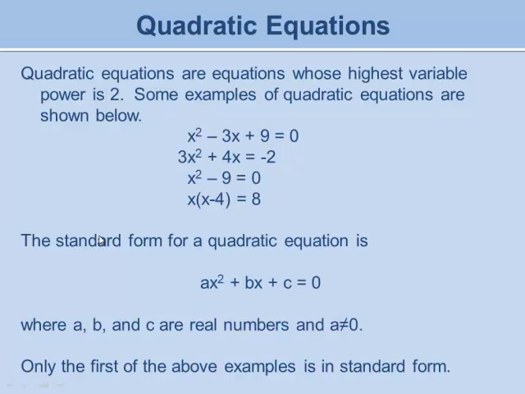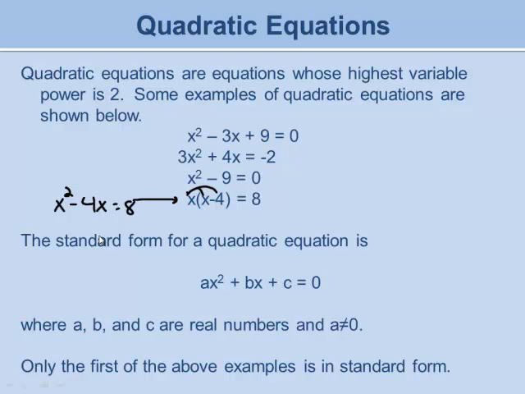X squared minus 9 equals 0. And x times the quantity x minus 4 is equal to 8 is also a quadratic equation, which is not quite as straightforward as the above 3, but when you distribute that x, you can see that x times x is x squared, and then x times minus 4 is minus 4x, giving you, once you remove your parentheses, an obvious quadratic equation.